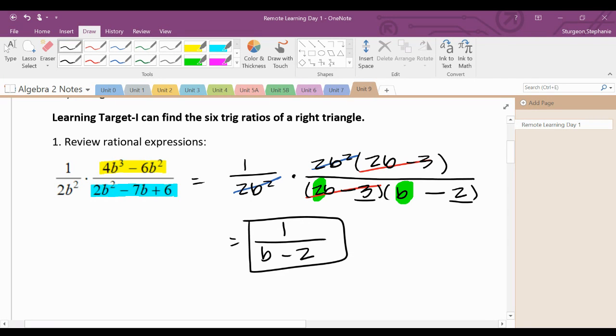Awesome. That's our little review of rational expressions. Every day of these remote learning days, we are going to be reviewing rational expressions just to make sure we don't forget it so that we can test on it when we get back.